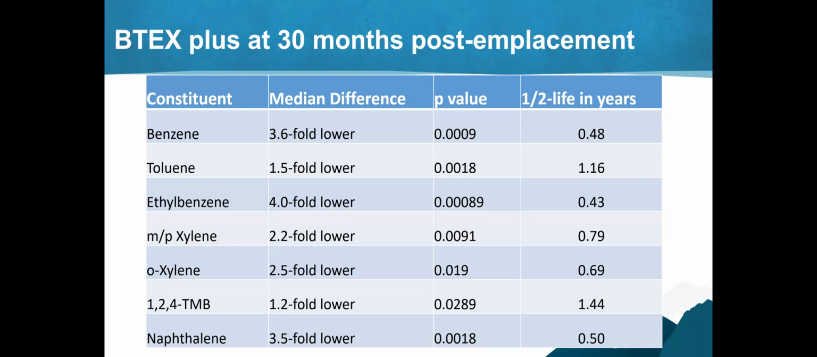The toluene, 1.5-fold, another very small p-value. The half-life is 1.16, and you can follow this through the chart. In each case, the median difference was lower, the p-value is significant, and the half-life is recorded. But what you don't really know right off is, well, so what? What's that half-life compared to?